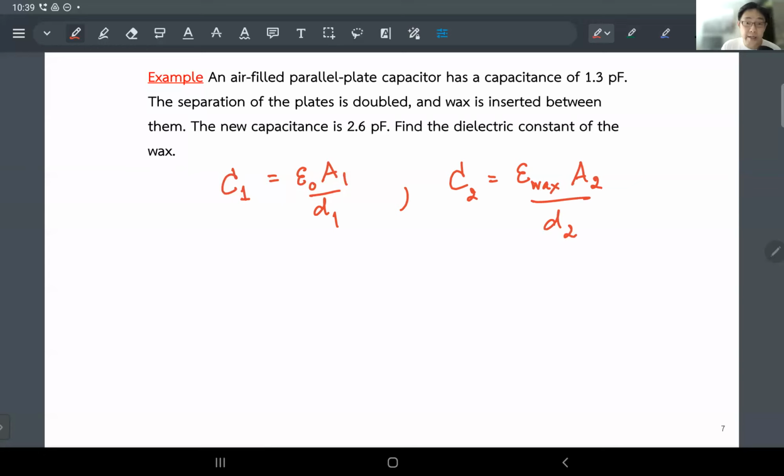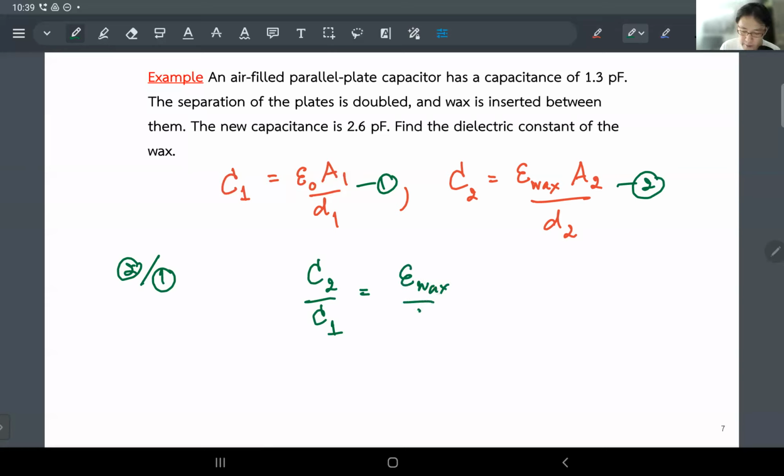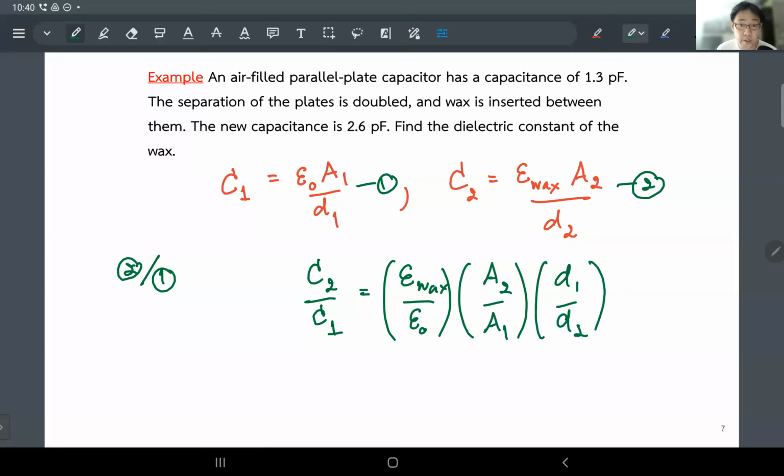And now the way that you compare these two is very simple. You just divide them. So I can take equation number 2 divided by equation number 1, if I call this equation number 1 and number 2 here, right? So you call it the new C over the old C, and now I'm just going to pair up term by term of the same parameter. So I can call it epsilon wax over epsilon naught, that's one pair. And now you can do area against area, and then the distance between plates against the distance between plates between two conditions consecutively.